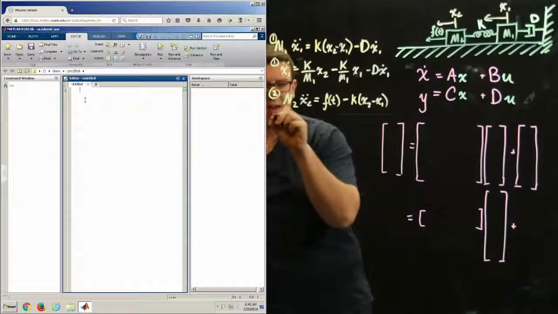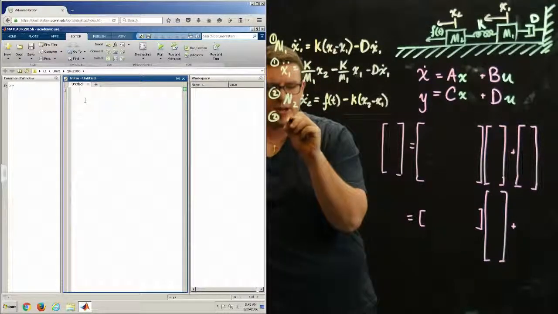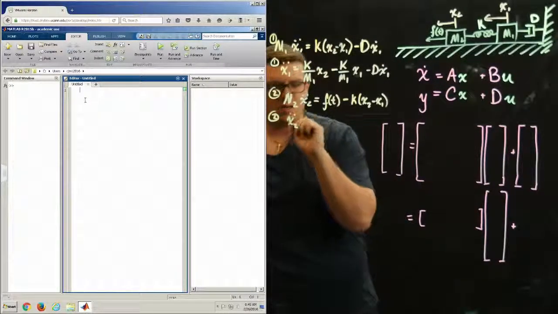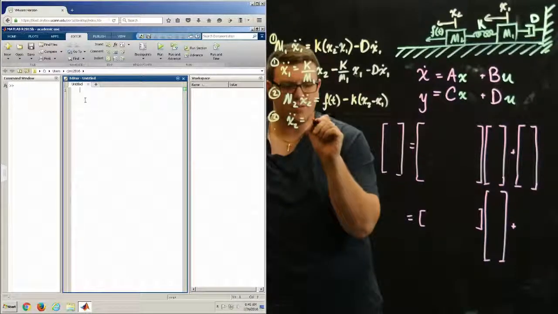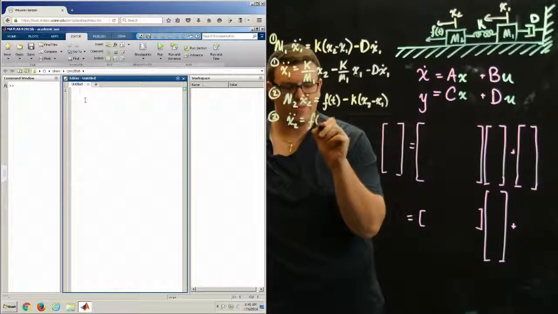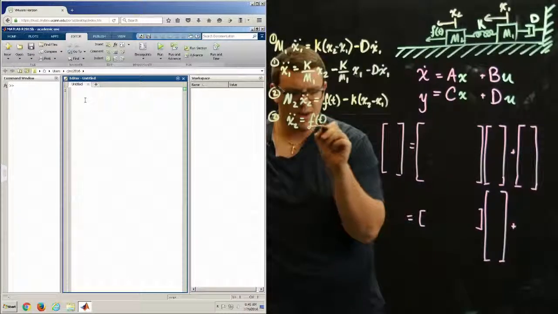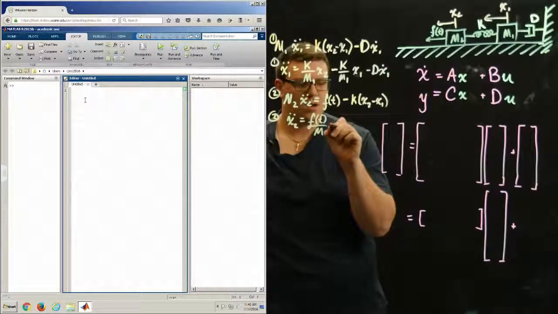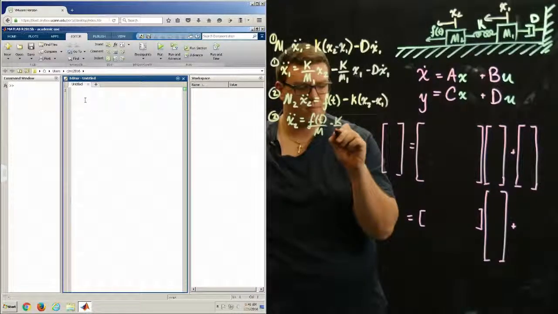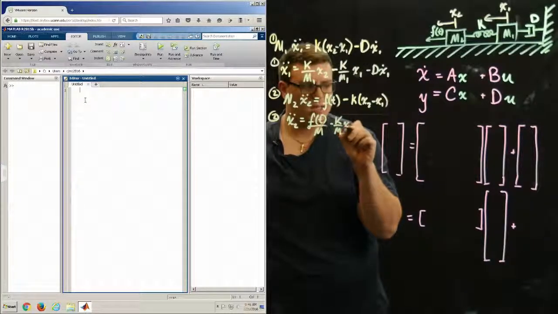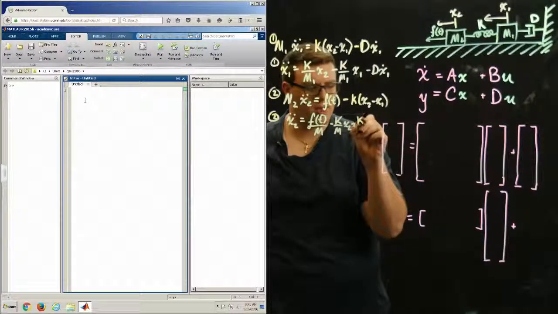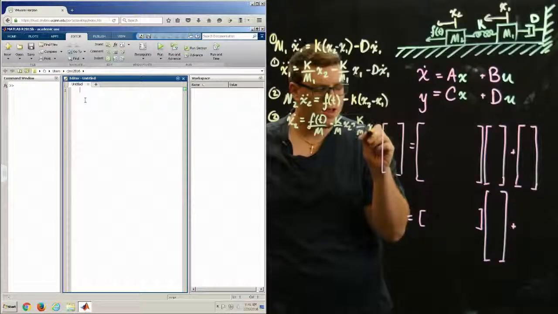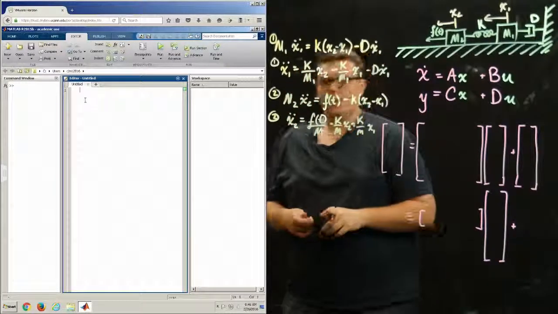So if we do that for equation 2 here, we get x2 double dot is equal to f of t over m minus k over m x2 plus k over m x1.